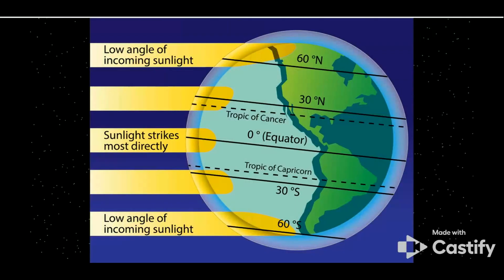The poles get the least amount of solar radiation, which makes the air there colder and denser, causing it to sink and make its way to the lower pressure surface. This is called convection. A physical representation of this will now be shown.